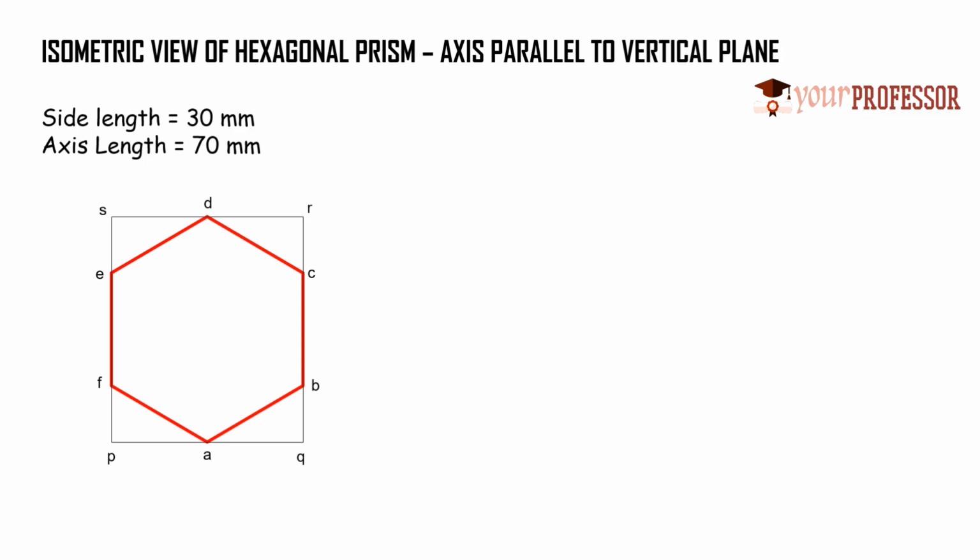Now we can start the view. First, draw a horizontal line. I'm going to start with point P. First, I need to represent the isometric view of the considered rectangle PQRS. Later, I can represent the hexagonal profile. First, let us start with P. Draw a line which is at an inclination of 30 degrees and whose length is equal to PQ. So measure the length PQ and for the same length draw a 30 degrees incline like that.